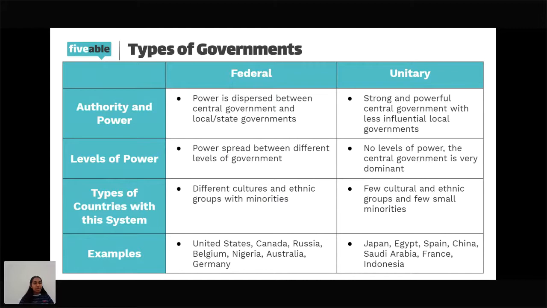And the types of countries with this system are countries that have few cultural and ethnic groups and very small minorities. And examples of unitary systems are France, of course, Japan, Egypt, Spain, China, Saudi Arabia, and Indonesia, to name a few. Does anyone have any questions so far?